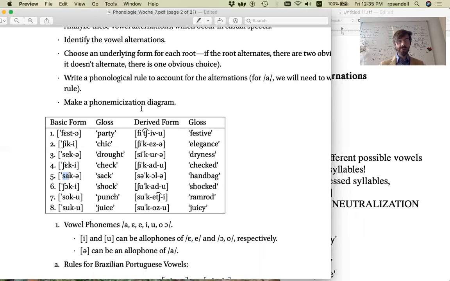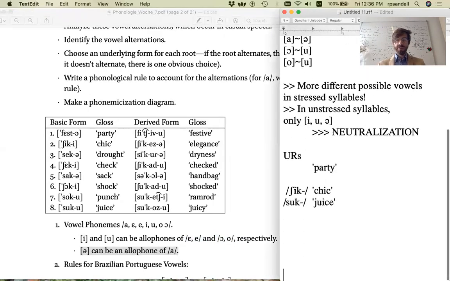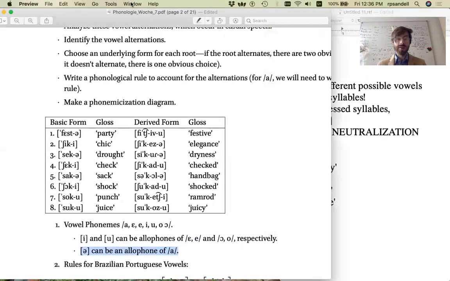So here in the word for sack, we have A in a stressed syllable, and in derived forms, the suffix -ad, in these past participles, checked and shocked, we have A in a stressed syllable. So it looks like in unstressed syllables, we have a schwa instead. So let's quickly show our phoneme diagrams. Let me try to draw the relevant phoneme diagrams for us here. So if we have, for instance, the allophones A and E.